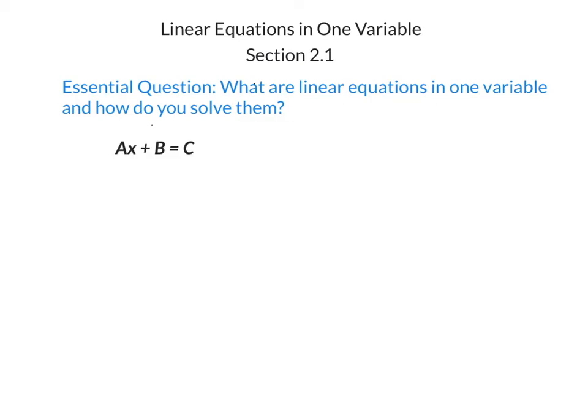So what exactly is a linear equation in one variable? Well, first of all, remember what we learned before, that whenever we have an equation, we must have an equal sign. If you don't have an equal sign, it's going to be an expression. So we have to have an equation, and the equation is going to be in the form ax plus b equals c, where a, b, and c are real numbers, a is not equal to 0, and x is the variable that you're looking to solve.